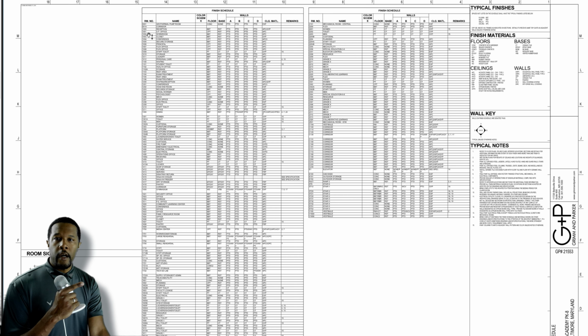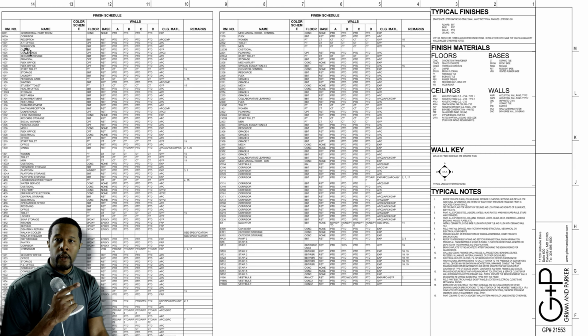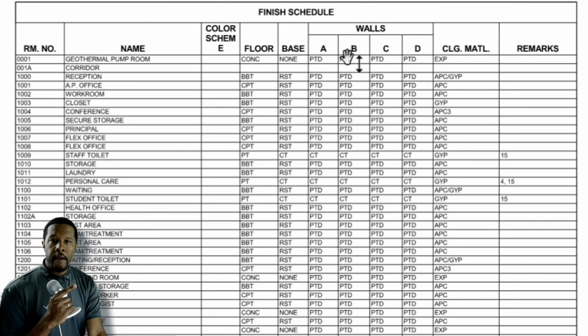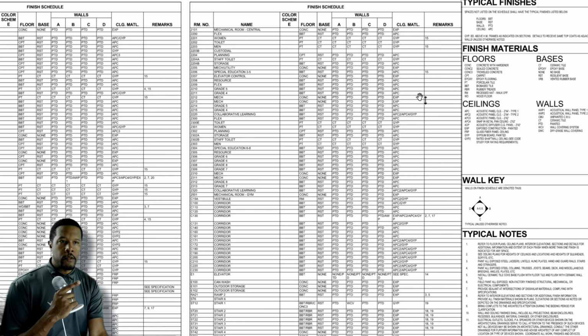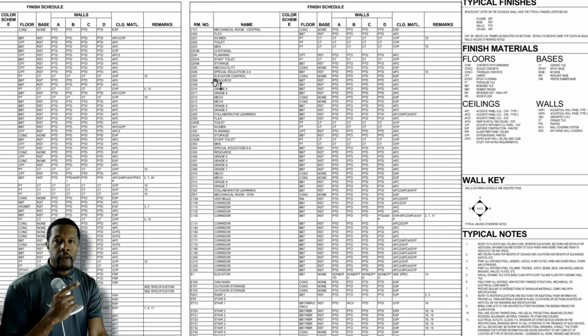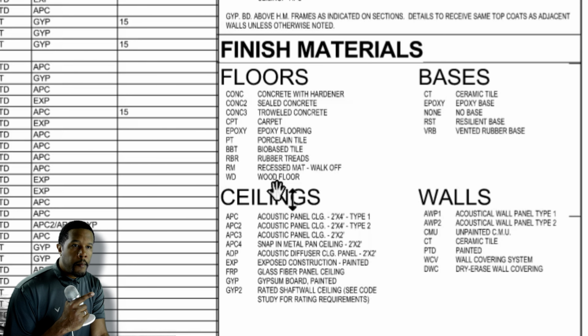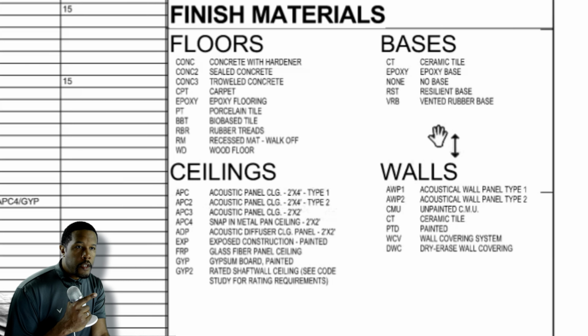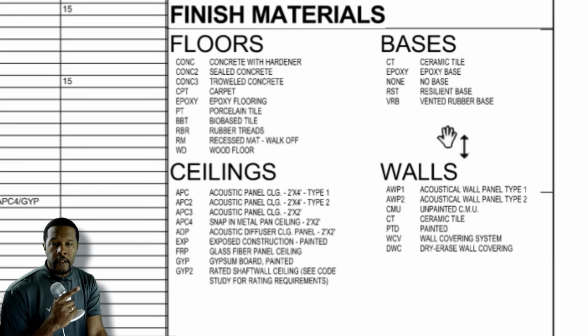It's basically a table where you can track the room number and the name. Following this chart, you can see the floor material, the base material, and the walls. Now let's take a step back and see what all this means. As we explore the page, the finished material abbreviations are all here. So we can see that BBT is a floor type that stands for bio-based tile, and that is going to have RST base, which is a resilient base.